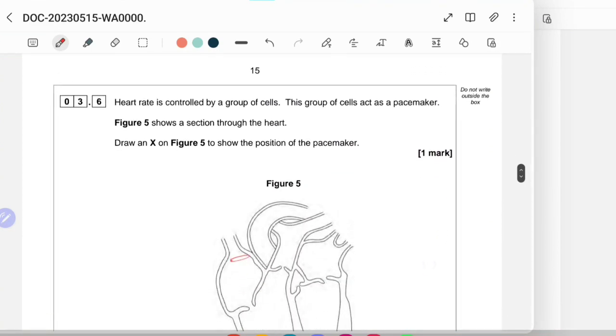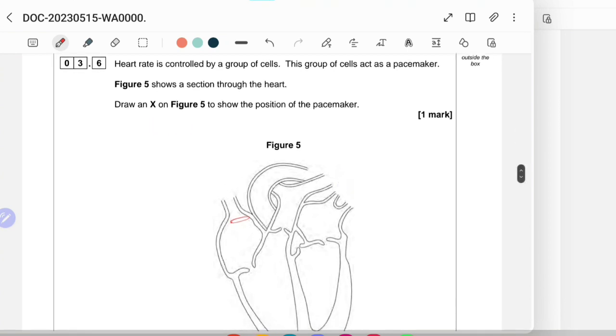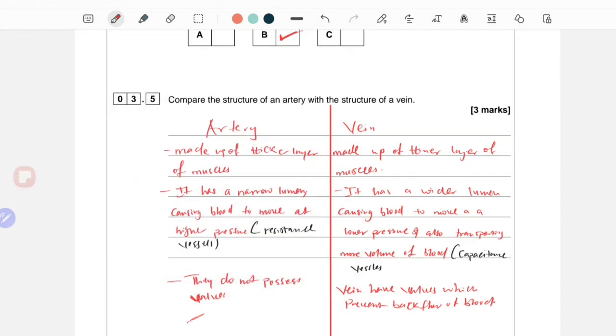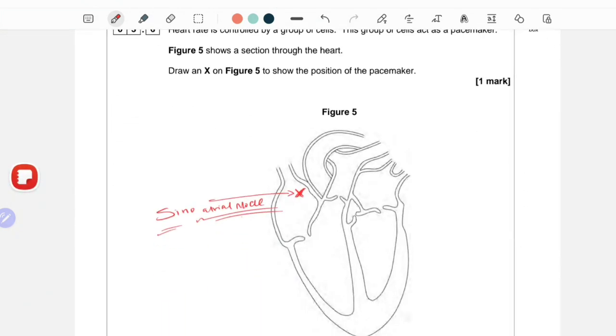Now, heart rates are controlled by groups of cells called pacemaker. I'm reading quite fast, so I already answered the question anyway. It says, draw X on figure 5 to show the position of pacemaker. So here is the pacemaker. That's the answer to that question. And the name of the pacemaker is what? Sinoatrial node. All right, moving on.